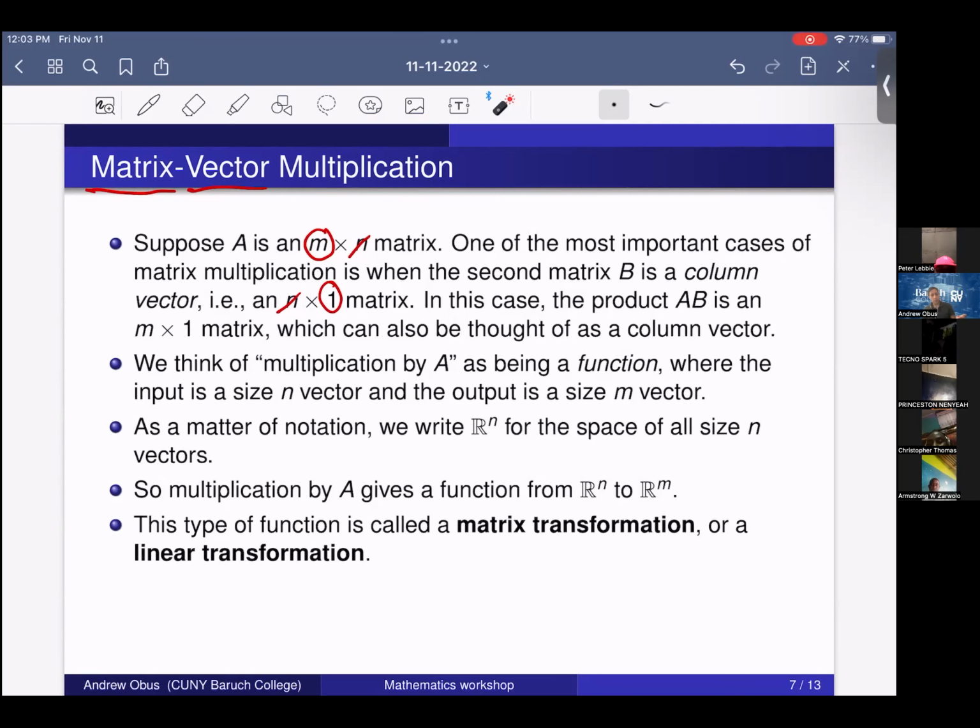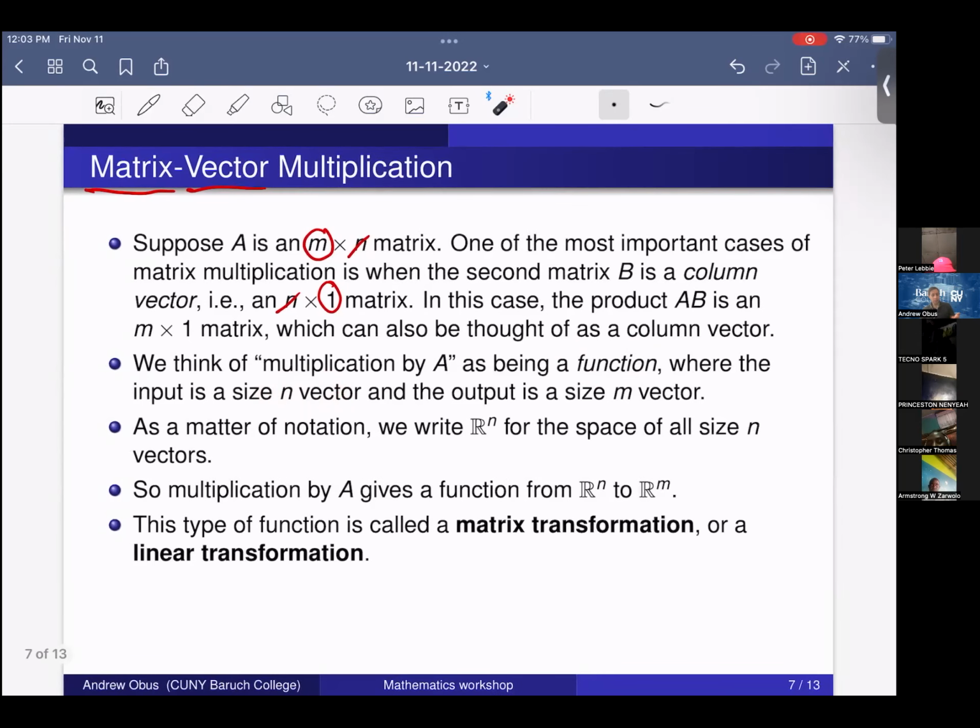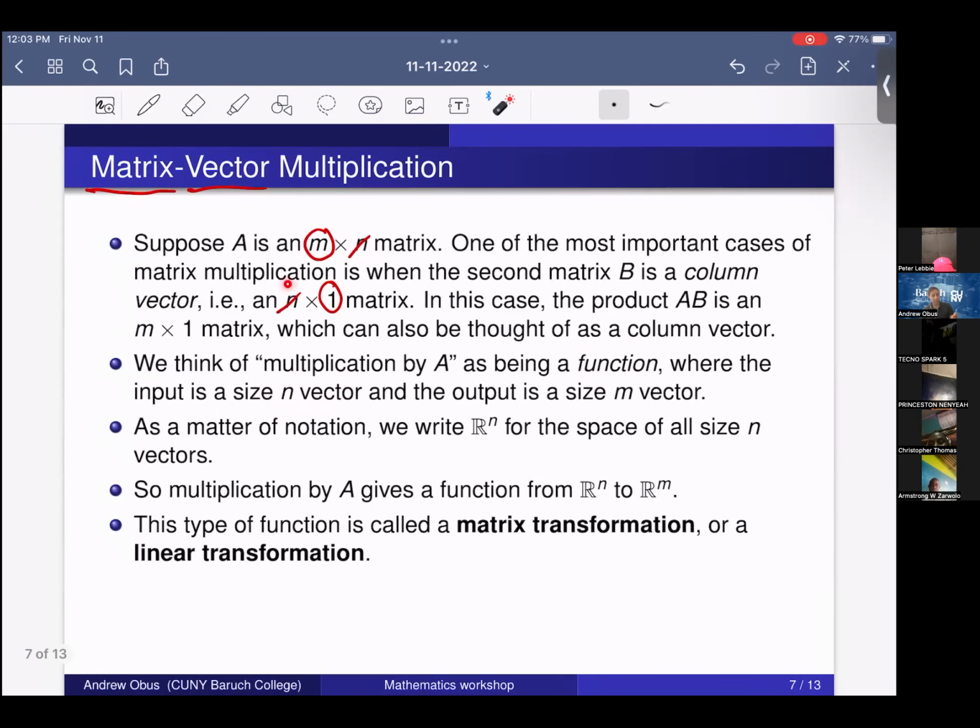That's what a function is. So we're going to talk about this as a function where the input is a size n vector, because we have to multiply A by a size n vector. And the output is a size m vector, because when I do A times a vector, our output is a size m vector. And this is sometimes notation when we talk about the set of all size n vectors, we write it like this. This is pronounced Rn or R to the n.